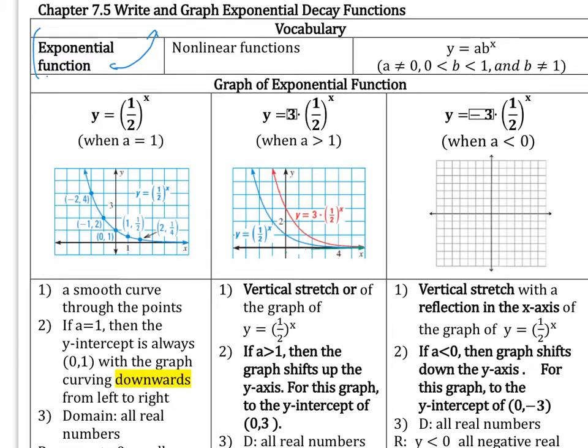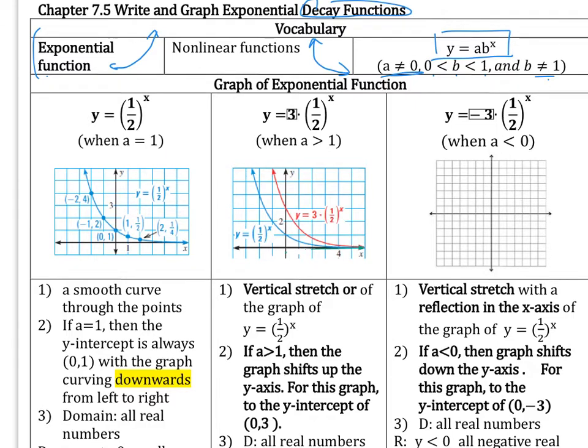But for this lesson, we're going to learn about the decay function, which is another type of exponential function in which the graph curves downwards from left to right. Okay, so we can still model this by y equals a times b to the x power. A, again, does not equal 0. B is between 0 and 1, not inclusive, and b does not equal 1.